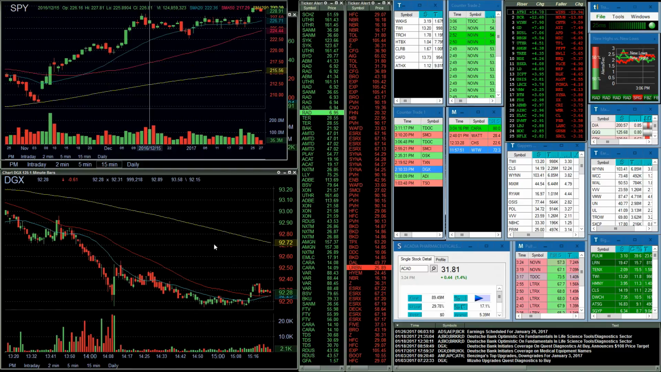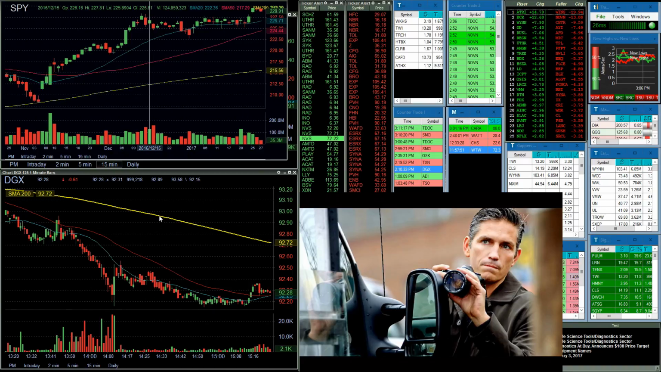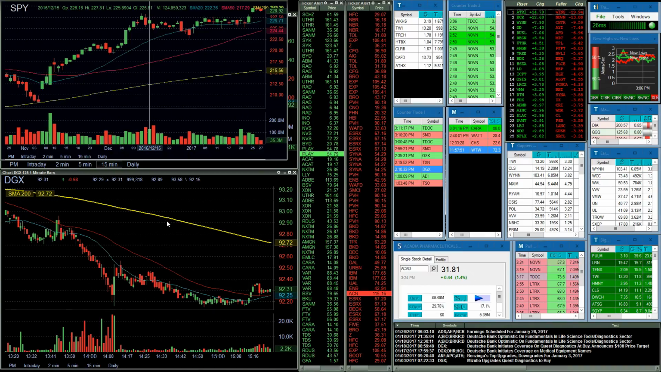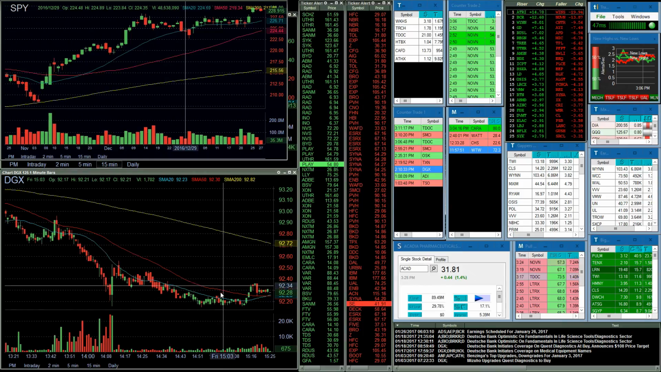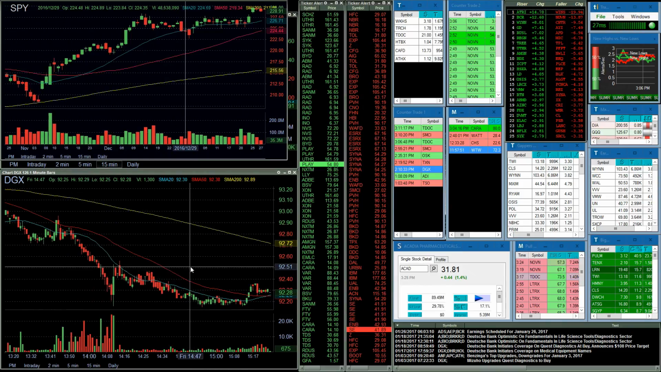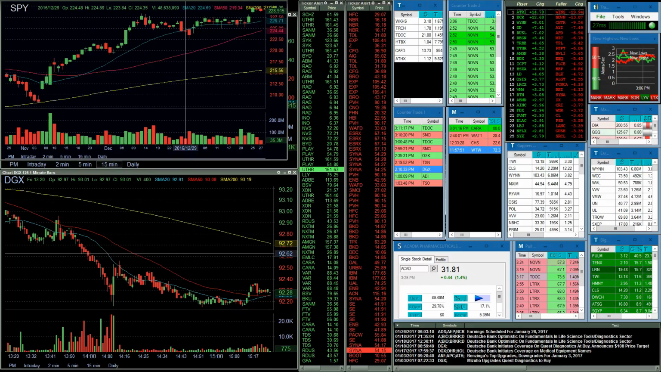And down here I have the daily chart of the stock of interest. This will help me figure out where the daily support and resistance are. Here are the simple moving averages, just like the SPY. And this works out really well for me, so I don't have to keep switching over on the main screen.